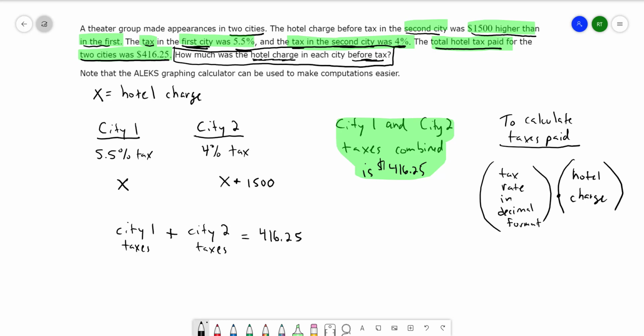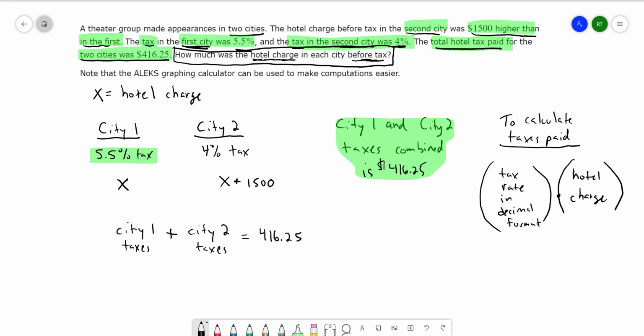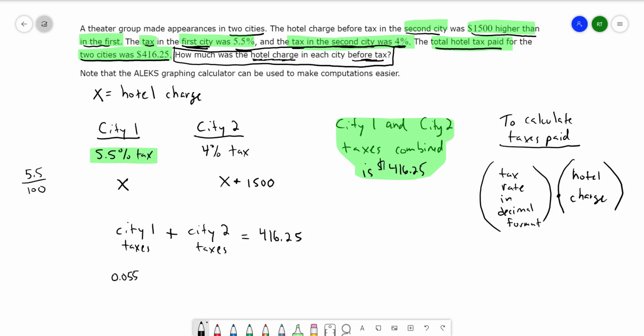much taxes you paid. And going back to my equation, since we know the combined taxes is $416.25, I'm just going to convert City 1 taxes and City 2 taxes into my formula. So City 1 taxes, using my formula, I have to know the tax rate for that city, which I can see right here is 5.5% in taxes. And to convert that to a decimal, because we need it in decimal format, 5.5% simply means 5.5 out of 100. Percent means out of 100. And if you divide that in a calculator, you're going to get 0.055. So that is the tax rate in decimal format.